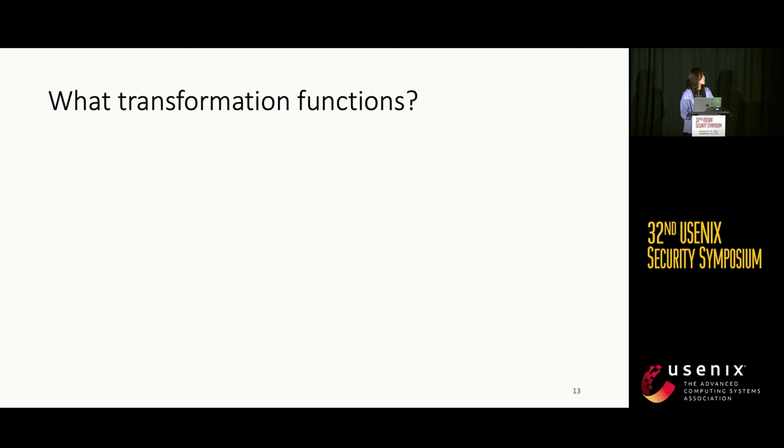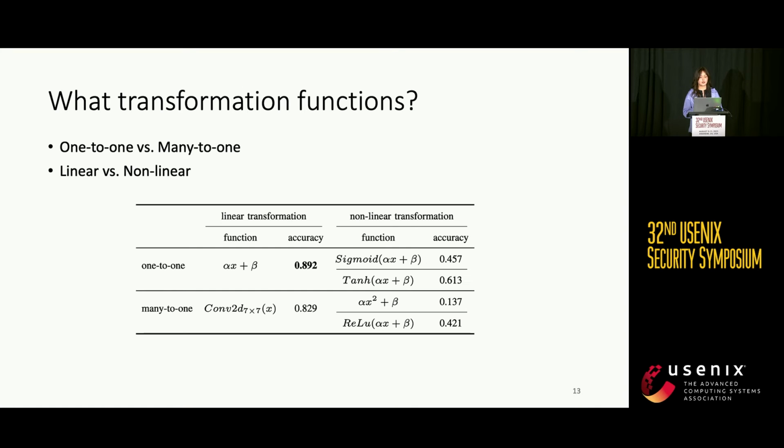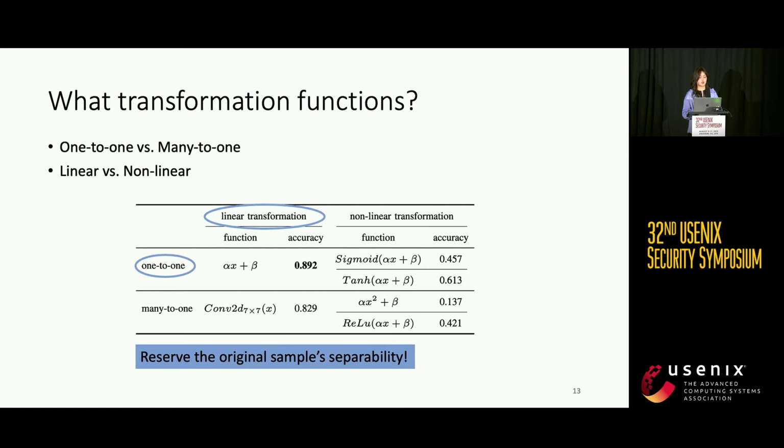And the next question is, what transformation functions do we need? Since the function space is infinite, we compare 4 categories, which are one-to-one versus many-to-one, and also linear function versus non-linear function. Looking at this table, among all the candidates, we find that the one-to-one linear function, which is alpha x plus beta, with 2 learnable parameters, has the highest accuracy because this function can preserve the original sample's separability, and more empirical analysis can be found in our paper.